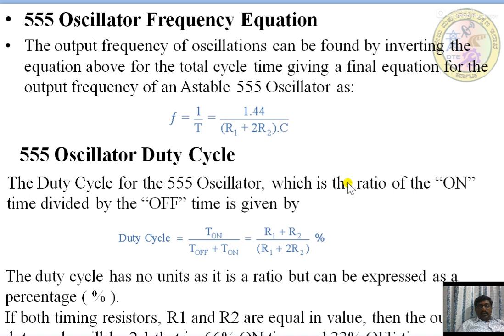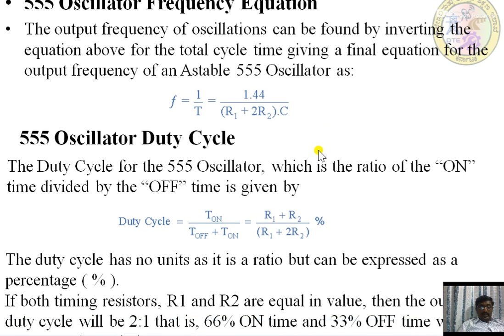The 555 oscillator frequency is given by the formula F equal to 1 by T, that is 1.44 divided by (R1 plus 2 R2) into C, and the duty cycle is T on divided by T off plus T on, that is (R1 plus R2) divided by (R1 plus 2 R2) percent.